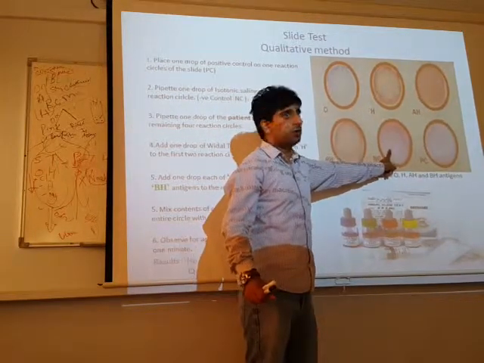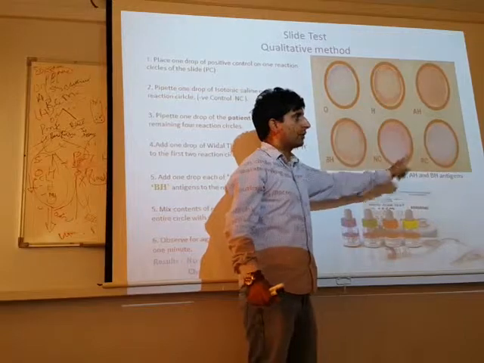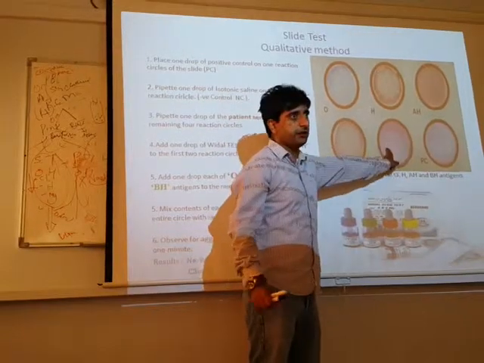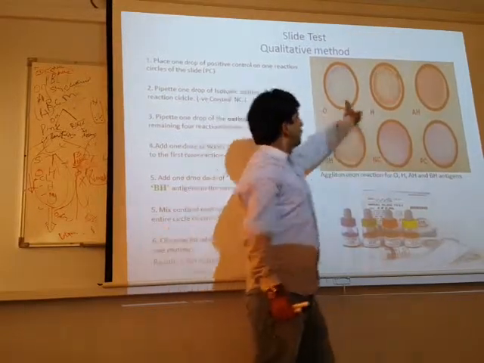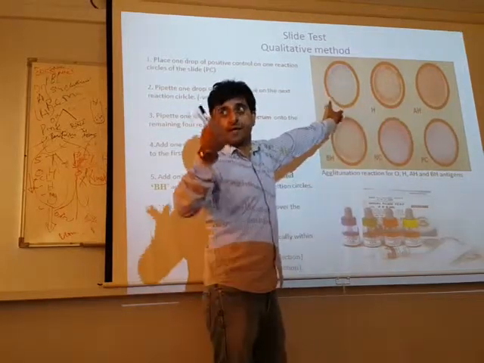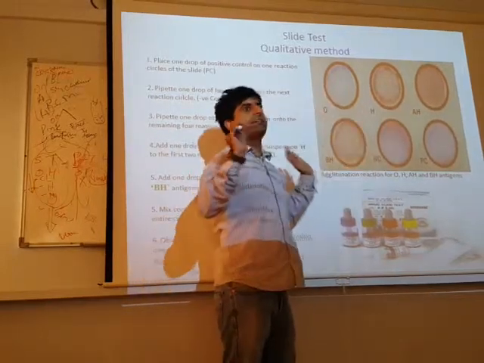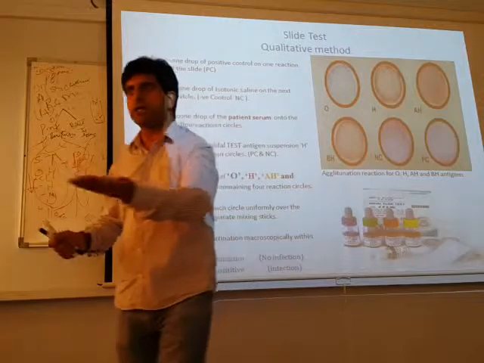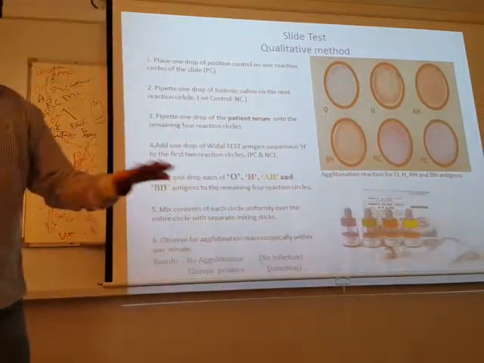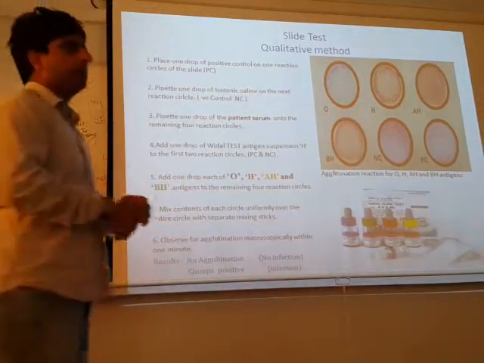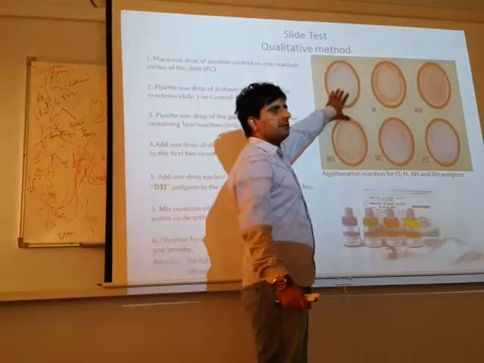In slide number 2, in this circle, NC, negative control, serum should not be added here. In these slides, you put 1 drop of serum, 1 drop of antigen. Then you wait for clumping. This is the principle.